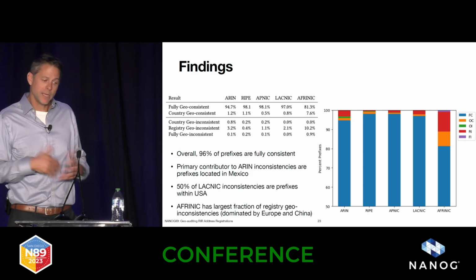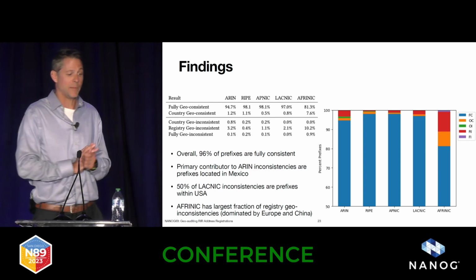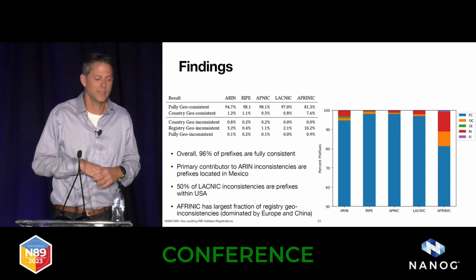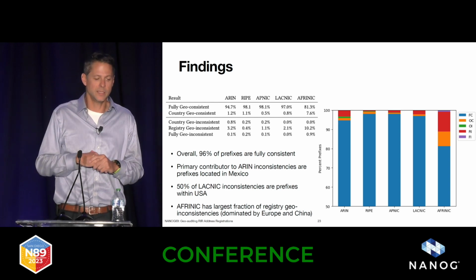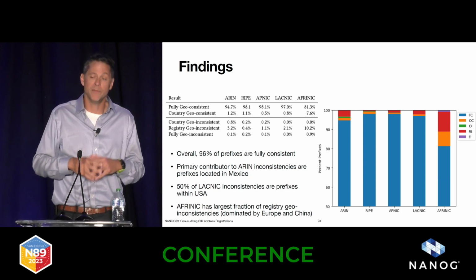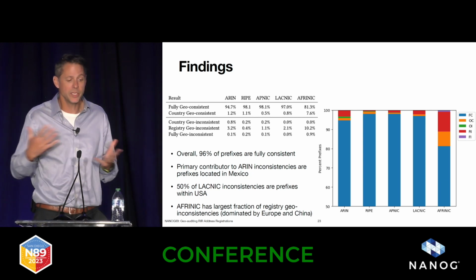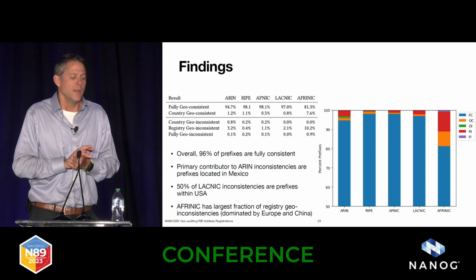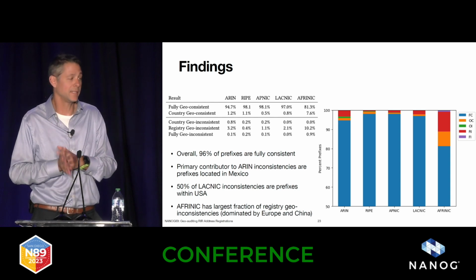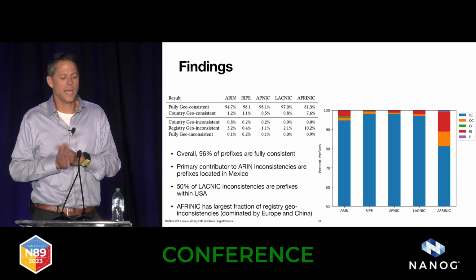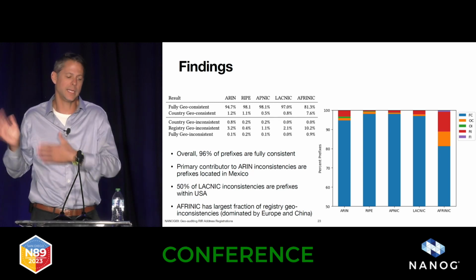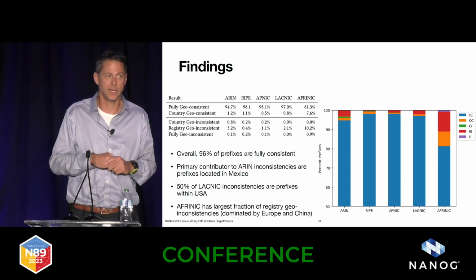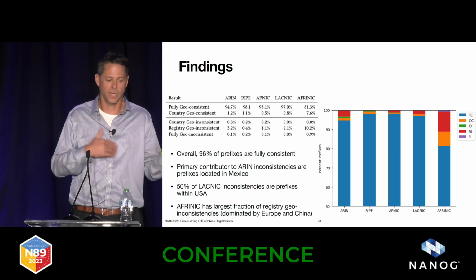Since we're at NANOG and we're in North America, I think it's interesting to talk about ARIN just a bit. ARIN has almost 95% of the prefixes fully geoconsistent. We also, again, have this consistency category country geoconsistent, which is another 1%. There is some inconsistency, so what's going on there? The primary contributor there are prefixes that seem to geolocate to Mexico, and about 50% of all of the LACNIC inconsistencies are prefixes that geolocate in the US. And that kind of makes sense, right? Just based on the relationship between North and South America.